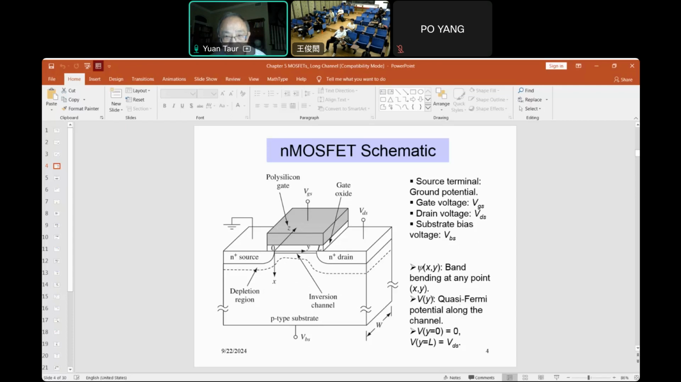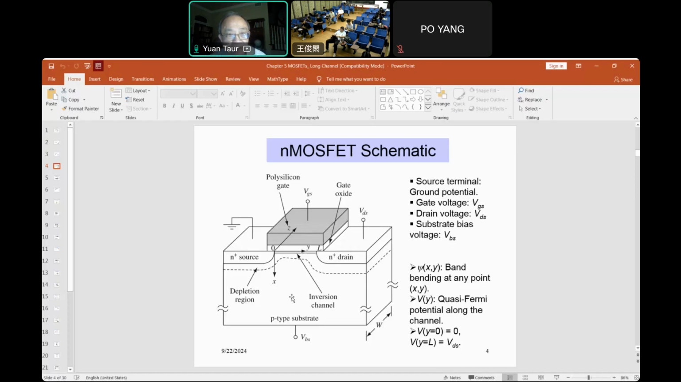So the boundary condition for V(y) is such that at y equal to 0, V equal to 0. That's because this PN junction is zero bias. It's ground. Source by definition is ground. At the drain is a reverse bias, VDS, which is positive with respect to the source. So at L, the electron quasi-Fermi potential is VDS, positive.